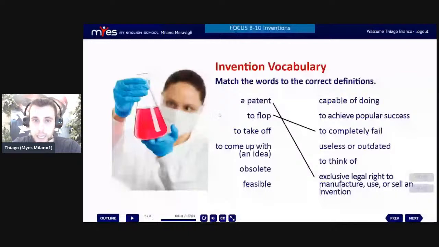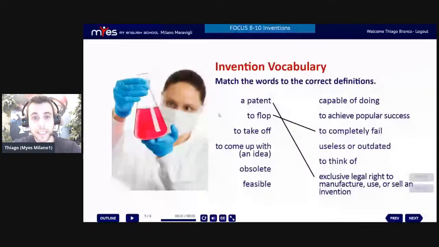So a patent, is it like copyright? Yes, it's fairly similar. I'm trying to think of the difference between a copyright and a patent. I believe a copyright could be a little bit more limited in context, as in you have the right to copy, whereas a patent is the exclusive right that you have as an inventor. But they're definitely similar. Okay, exactly. So a flop is to completely fail.